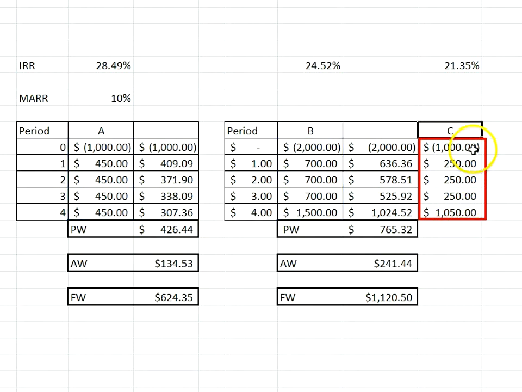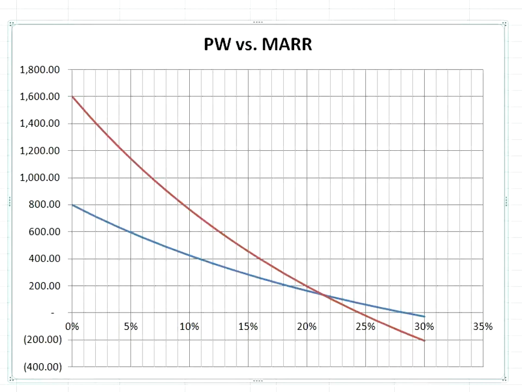Now, if we compute the internal rate of return for this series of cash flows tagged as C, we get that the internal rate of return is 21.35. What is the meaning of that 21.35? Well, that's precisely the point where these two lines, the present worth and the annual worth, will intersect, because at that particular point, when we take into consideration the discount, both projects would have a zero difference. And here we have it at 21.35.